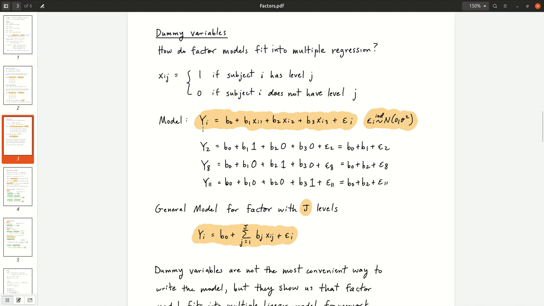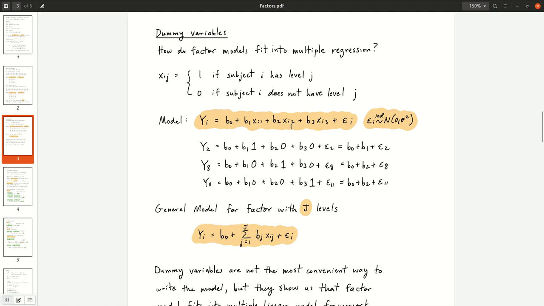So here's what the model specification ends up being. y_i is b0 plus b1 x_i1 plus b2 x_i2 plus b3 x_i3 plus epsilon_i. Again, we're using single subscript notation for the response, but of course this is a covariate in multiple linear regression, so it's going to have two subscripts. Let's look at the example. y_2 is the second observation. Remember that this subject got the placebo, so level 1 of the factor. So this is going to be b0 plus b1 times x_2,1. x_2,1 is 1 if subject 2 got level 1 of the factor, and it did. Subject 2 comes from the placebo group, which is level 1. So we get a 1 here.